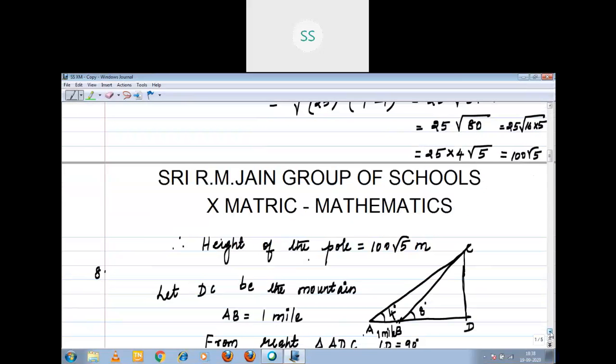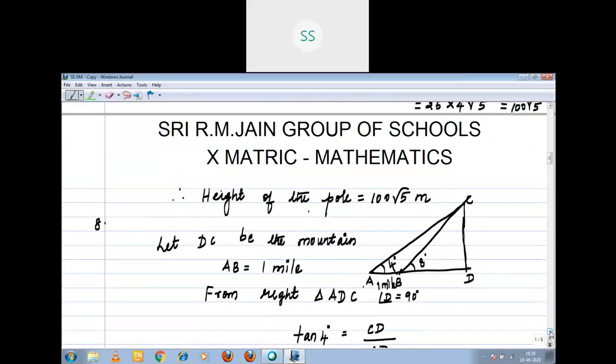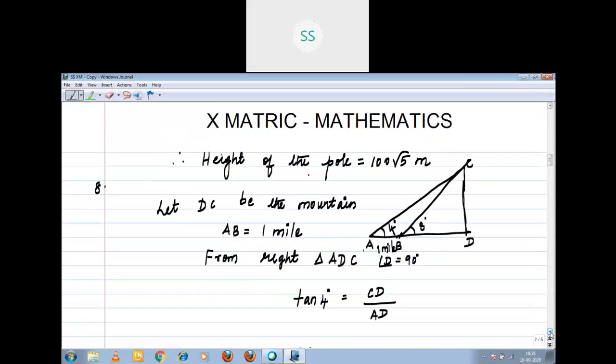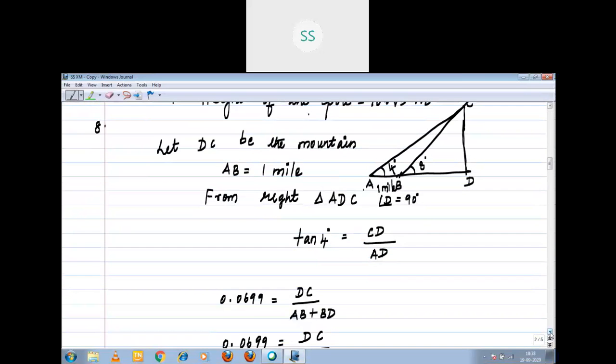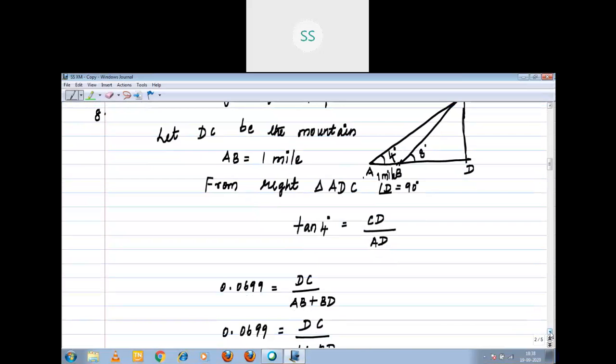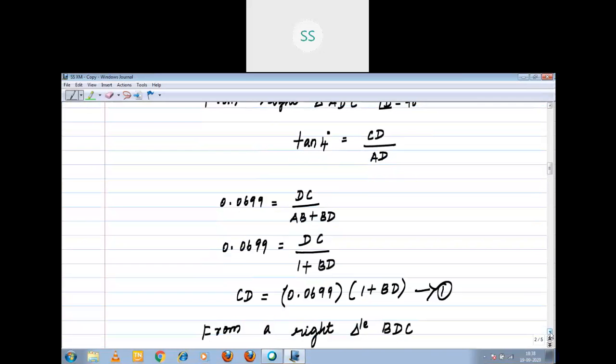The height of the peak equals 0.14 miles approximately. Not an exact value, it is an approximate value. Now again I am going to explain. Listen carefully, children.